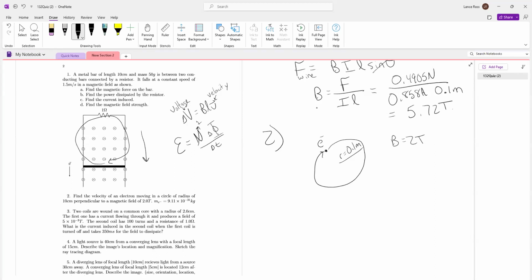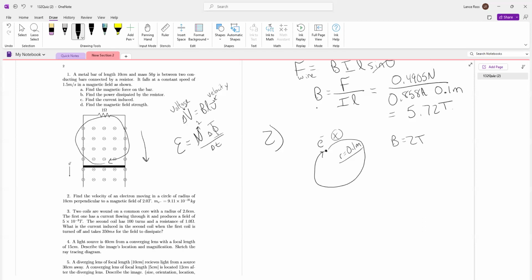So is our field either into or out of the page? If we assume that our field is out of the page, then the force on my electron would be away from the center rather than into, right? Because if I do my right hand rule, my thumb points towards the center, but an electron's negative. So the force on an electron would be away from the center. So my magnetic field is going to have to be into the page so that the force on my electron will be towards the center.